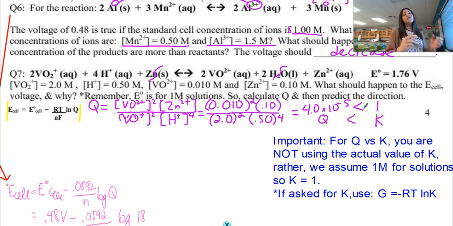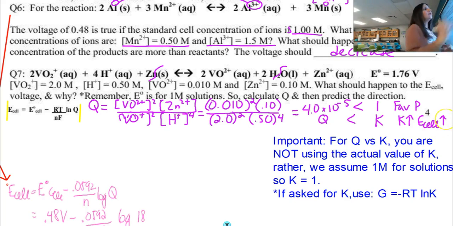So if that's the case, Q is less than K, because 4 times 10 to the negative 5 is less than 1, which means we actually need to move forward towards the products. So we're going to actually favor the products, and if we favor the products, that means that K should increase, and if K increases, then our E cell should also be increasing. All right, so let's actually do the calculation. If you want to try it out and see how you do, let's go ahead and plug this in, and then we can get an idea of what it would look like mathematically and how much our E cell is actually going to increase by.